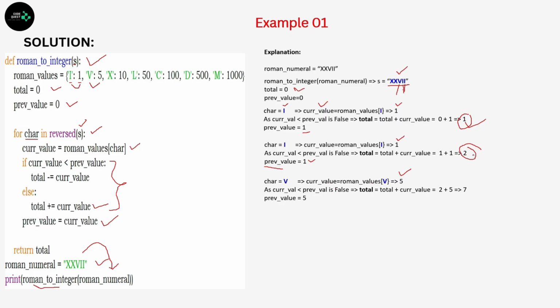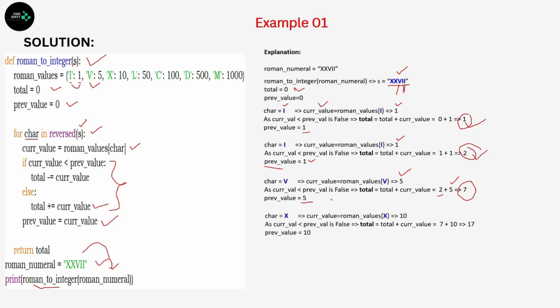So earlier the total was holding 2. To that I am going to add the current value, which is 5. As a result, my total is updated to 7. And at the end, the previous value is going to take up the current value. So the previous value has been assigned the current value, which is 5.